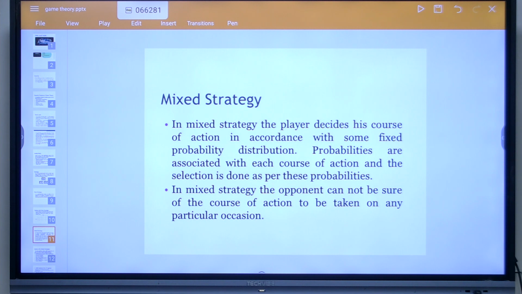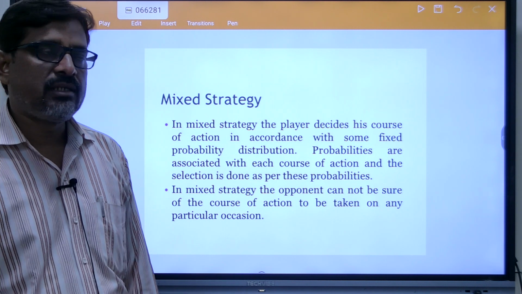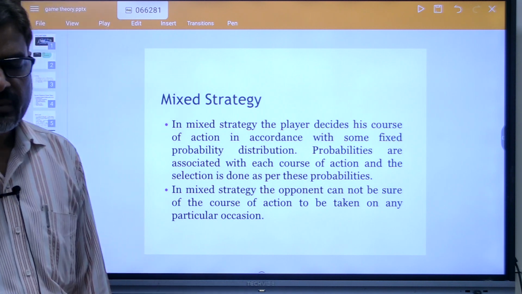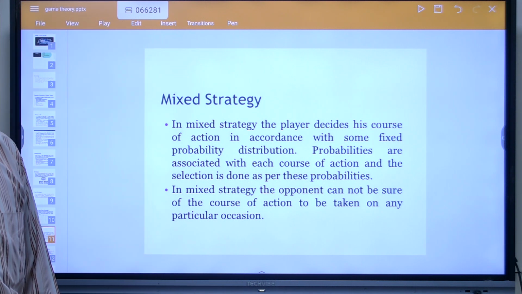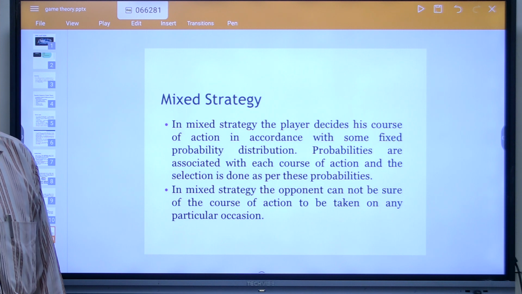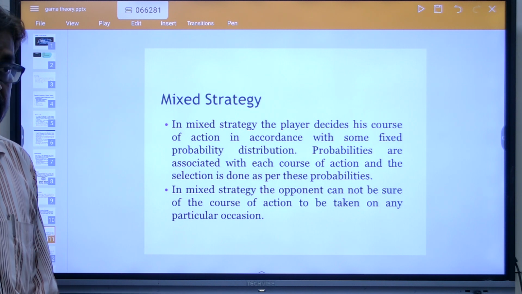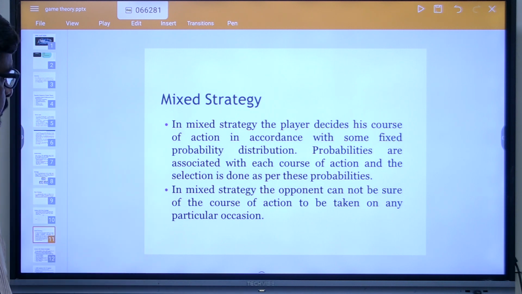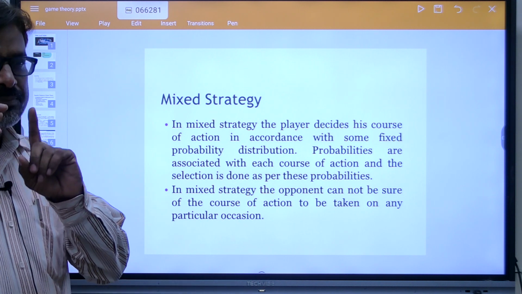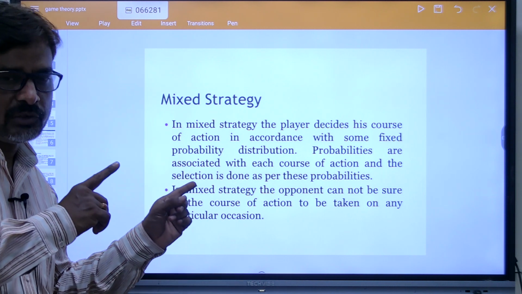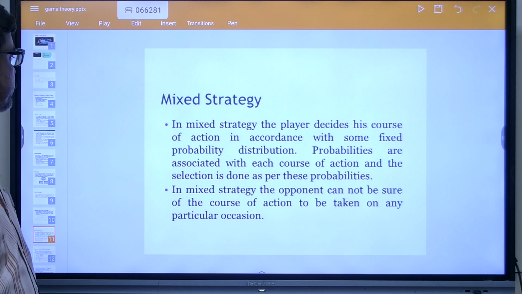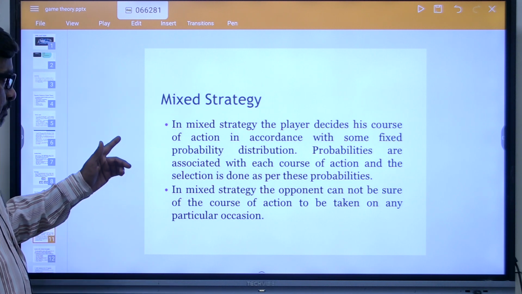But sometimes, whenever we are solving the questions, it is not possible that we are having the saddle point. So, when we are having a game without saddle point, means maximin is pointing to some cell and minimax is pointing to some other cell, then we go with the mixed strategy.